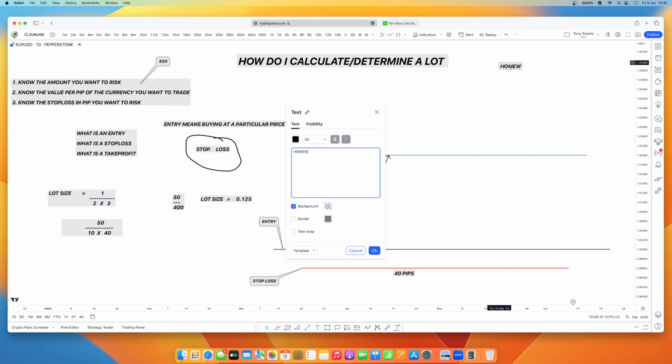Okay, now we're going to use another homework. You want to buy USD JPY at... So let me, this is homework 2 now. I'm going to come up with a homework for you now. Let me quickly check USD JPY.